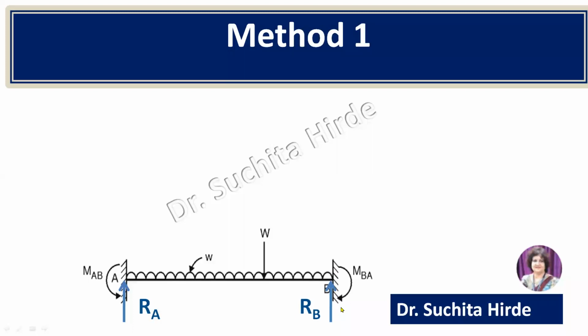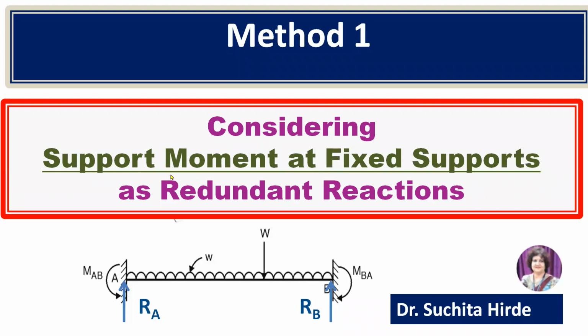So in fixed beam, there are 4 reactions if the beam is subjected to vertical load. That is 2 reactions at A, 1 moment and 1 vertical reaction, and 2 reactions at B, 1 moment and 1 vertical reaction. So the first way of solving this problem is considering support moments at fixed support as redundant reactions. So considering MAB and MBA as redundant reactions, that is the first way.